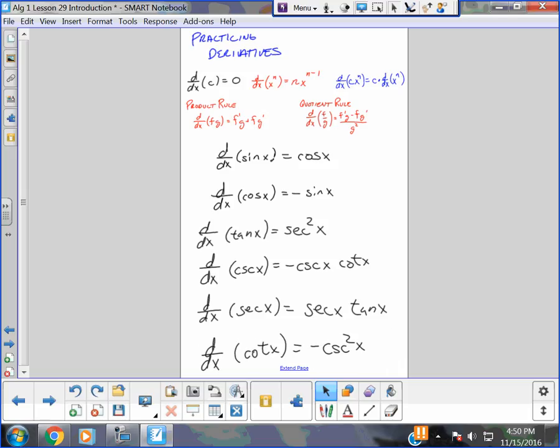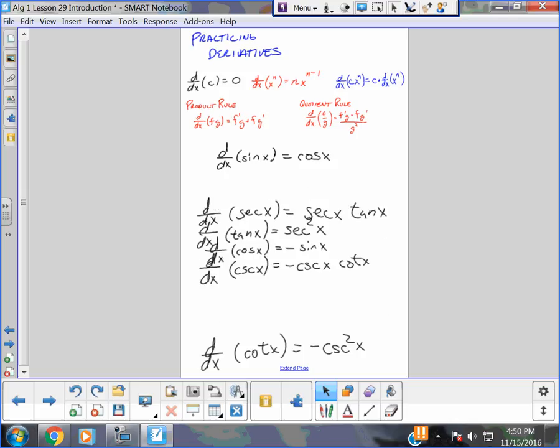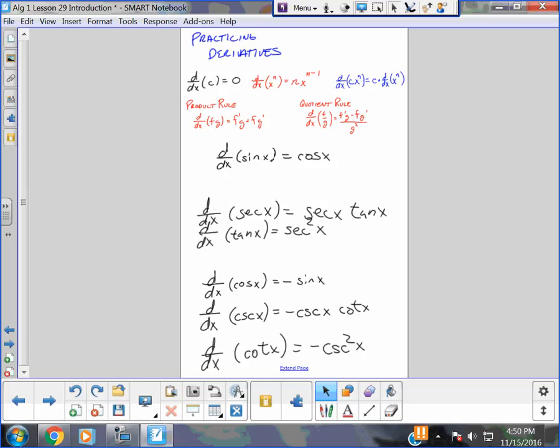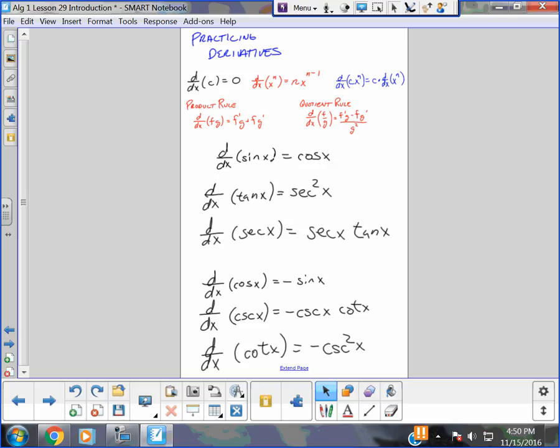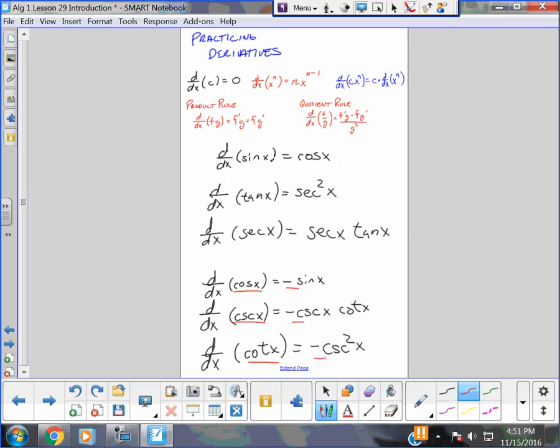One memorization technique I learned a long time ago, if I move them around I can show you, is that you'll notice the 3 positive derivatives are sine, tangent, and secant. You'll notice that derivatives of cosine, cosecant, and cotangent are all negative. That helps you remember. Great. Put them on a note card, get them down.